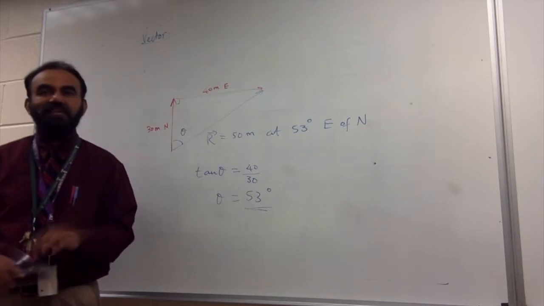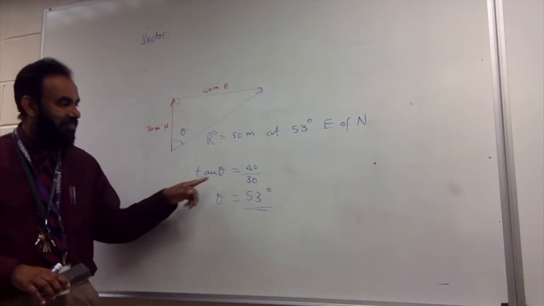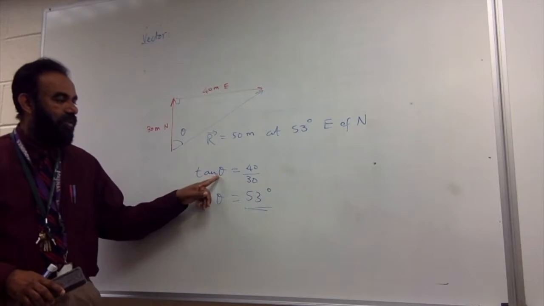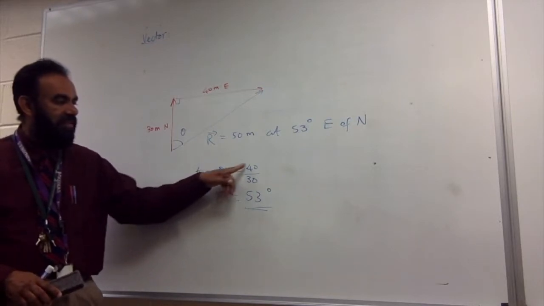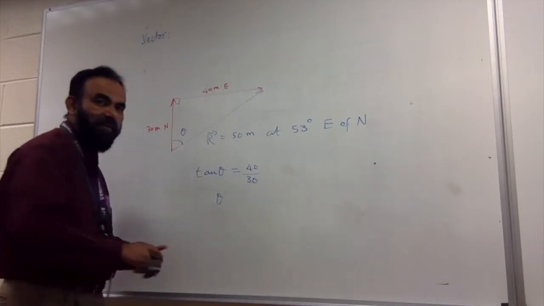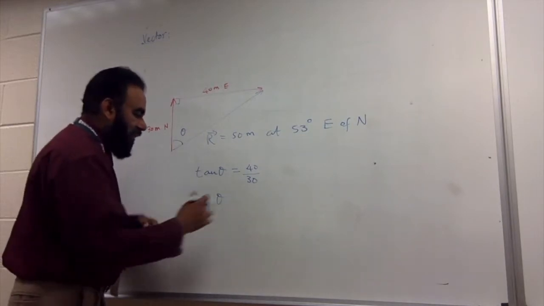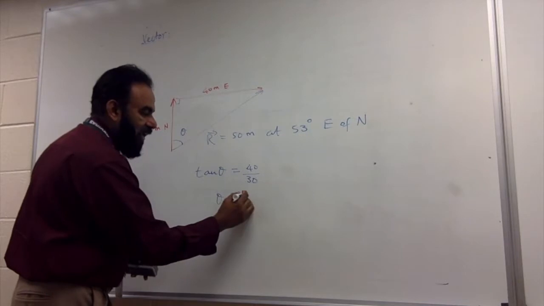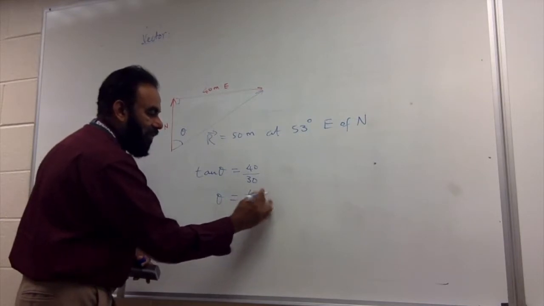I'm a bit shaky on how to do the tangent thing. Okay. Like, here, how do I input it? So what you do is, tangent of theta is 40 over 30. So what you need to do when you want to find the angle is, to find the angle, you press second function tan. So it becomes like this on your calculator.